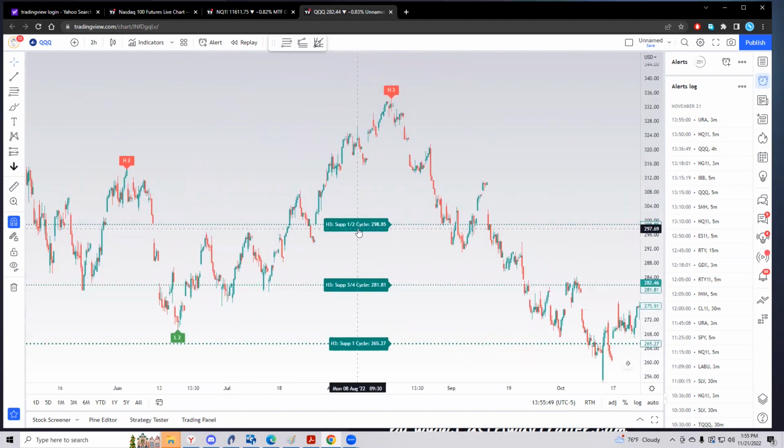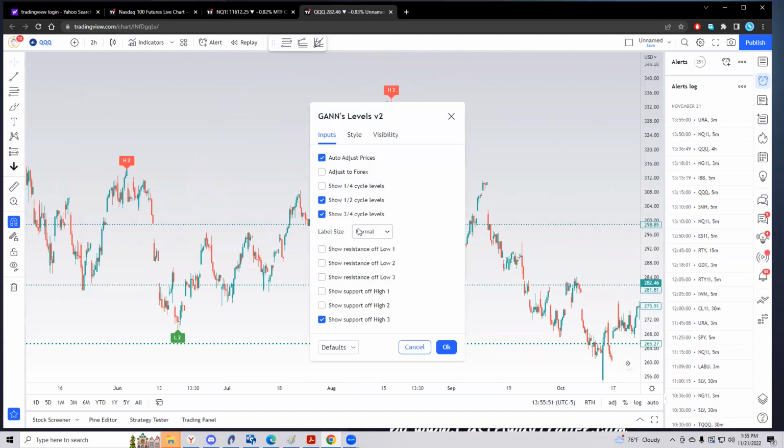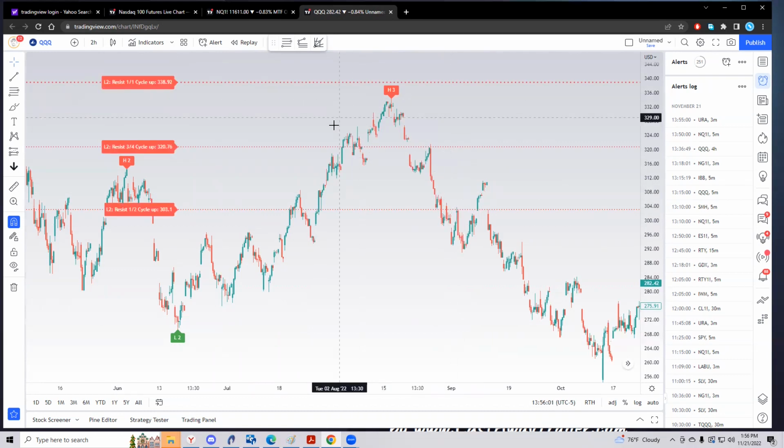Now let's switch from support to resistance. We deactivate show support and we activate show resistance of L1. And look, we almost hit that 1 cycle up. The half cycle up of that point was an important resistance. 3/4 of a cycle up of that low became an important resistance.